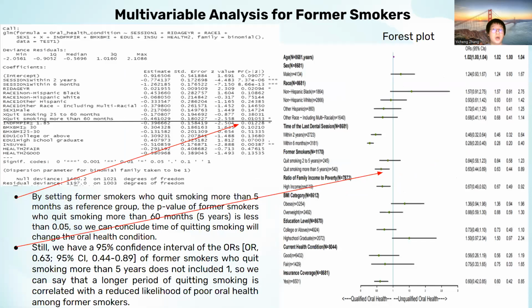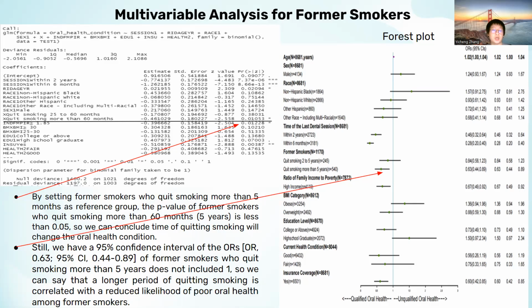And again, this time we will focus on only former smokers, but we categorize them into three different classes with different lengths of time of quitting smoking. By setting former smokers who quit smoking more than 5 months as the reference group, the p-values for former smokers who quit smoking more than 16 months, which is 5 years, is less than 0.05. So we can conclude that the time of quitting smoking will change the oral health condition. And again, we have a 95% confidence interval of odds ratio that does not include one here.